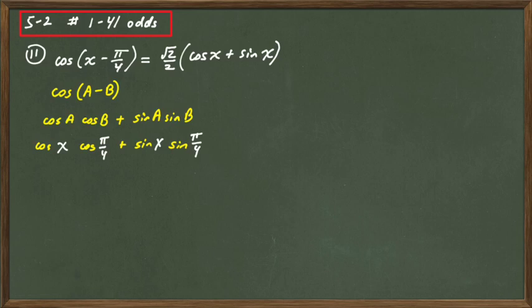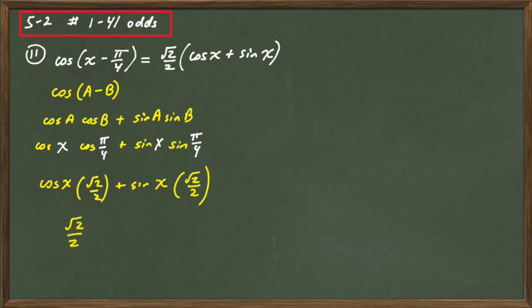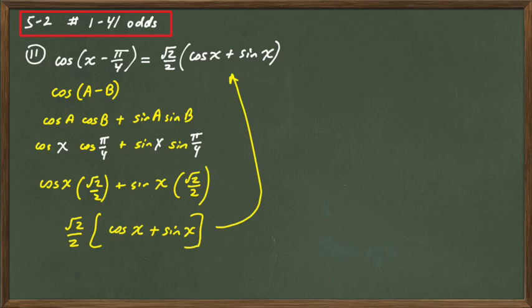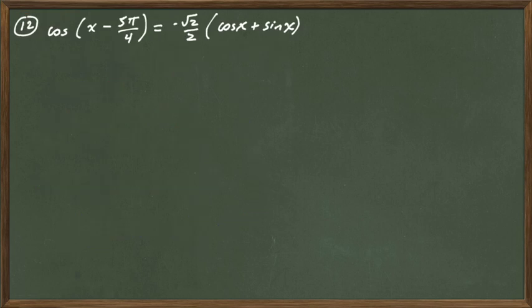Now, do we know what the cosine of pi over 4 is? Do I know what the sine of pi over 4 is? If you factored out the radical 2 over 2, you would be left with cosine plus sine. Now, that should match what we're trying to make it match. Okay. I was told 12. You're okay with 12? So you don't need 12.